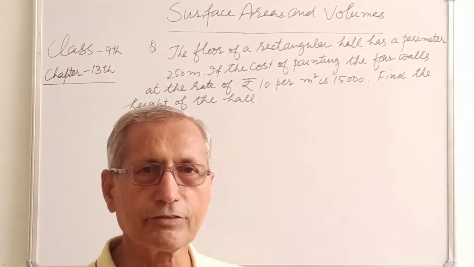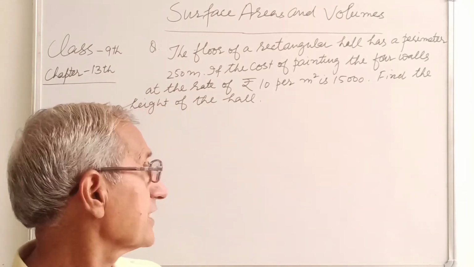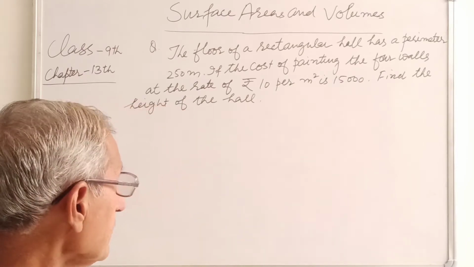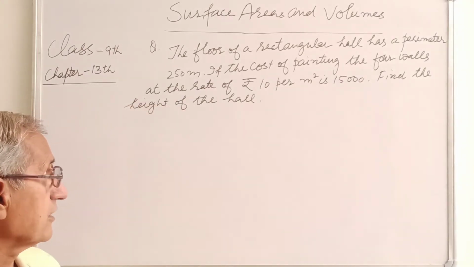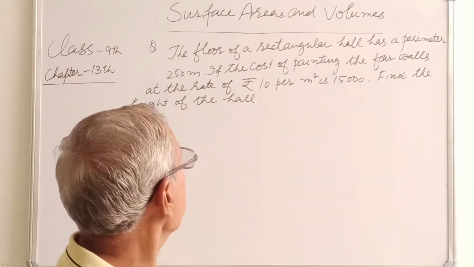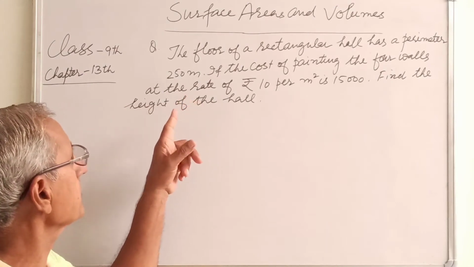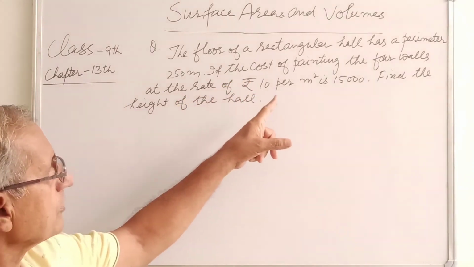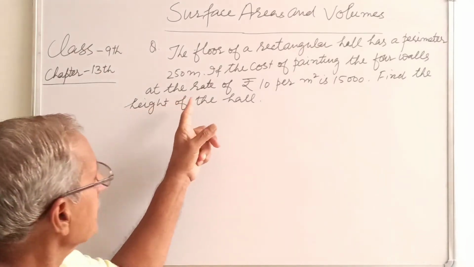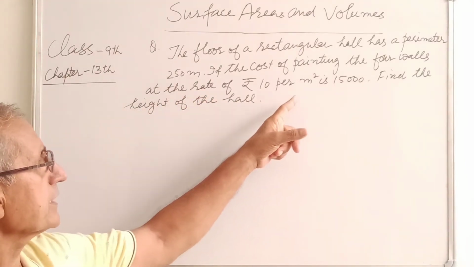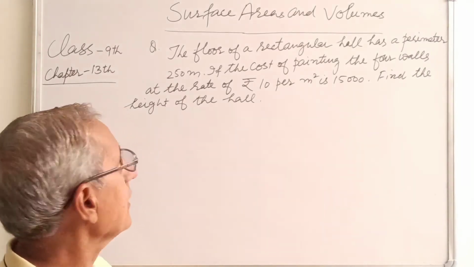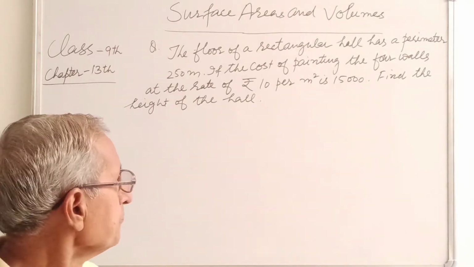Today I have a video for you on the surface area and volume. The question is, the floor of a rectangular hall has a perimeter of 250 meters. If the cost of painting the four walls at the rate of rupees 10 per meter square is 15,000, find the height of the hall.